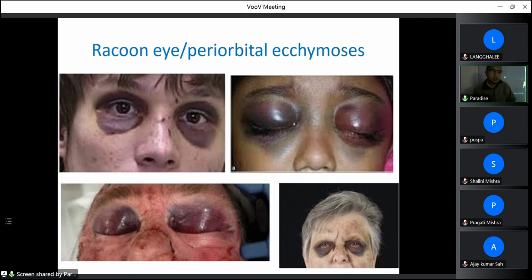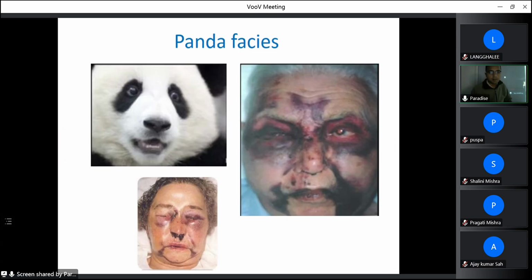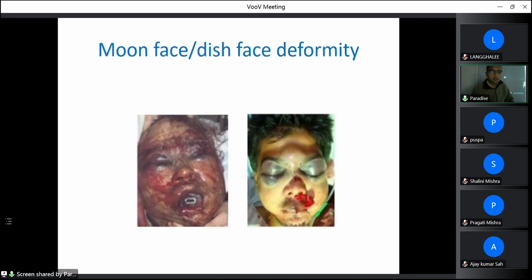Usually in case of old age, the periorbital tissue is loose, so as compared to young patients, the chances of periorbital ecchymosis are high in geriatric patients. Panda facies may be associated with panfacial fracture, usually associated with Le Fort 2 fracture. Moon face or dish face deformity is also associated with panfacial fracture, where multiple bones of the face are fractured. There is comminuted fracture of all the bones in the face.